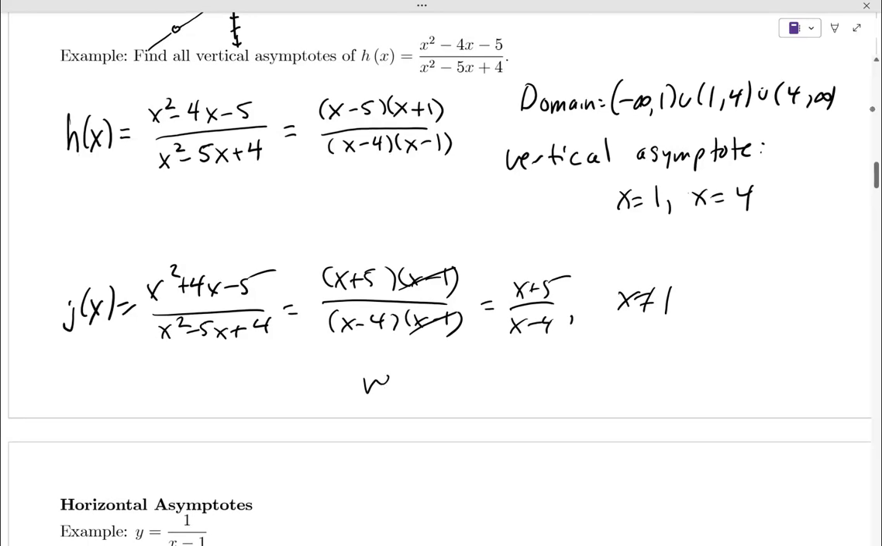So on this one, what would you say the vertical asymptote is? Just 4. Good. There would be a hole at x equal to 1, just like what we had in that other example. There'd be a hole, but no asymptote at 1. Does that make sense? So, moral of the story, when you're looking for vertical asymptotes, put your rational function in lowest terms. See if there's any common factors that factor out before answering the question.